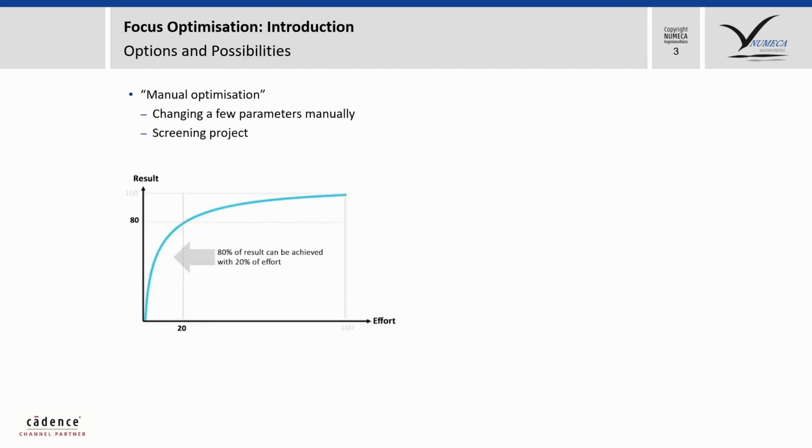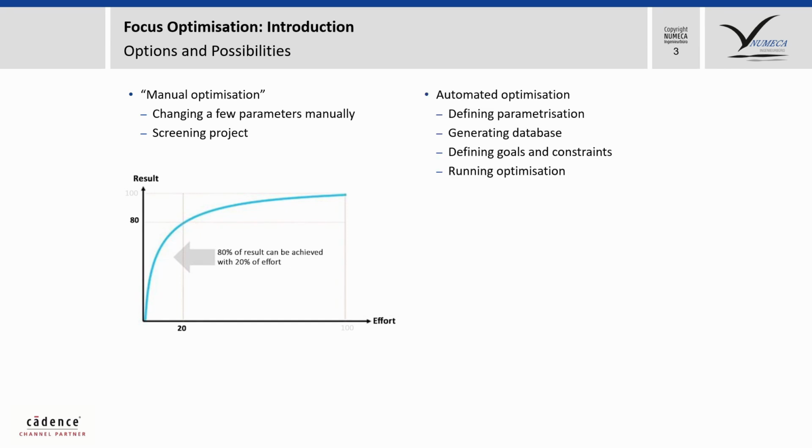You can do an optimization also in a manual way, let's say, so you can change a few parameters, do your project, simulate that, that's what we call screening, and improve the results step by step. However, that approach is first of all very tedious, and in the beginning you may reach 80% of the result with 20% of the effort, but in order to reach the 100% of the result you need much more effort. And even worse, the last 2% probably takes 98% of the effort. So a manual optimization can't do that, and that's why we go for an automated optimization.